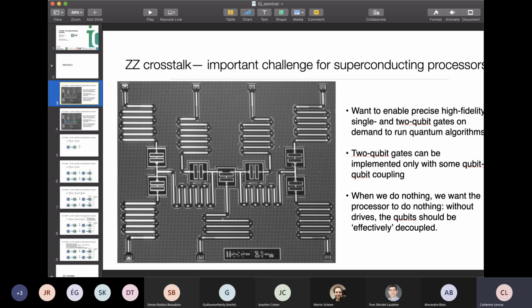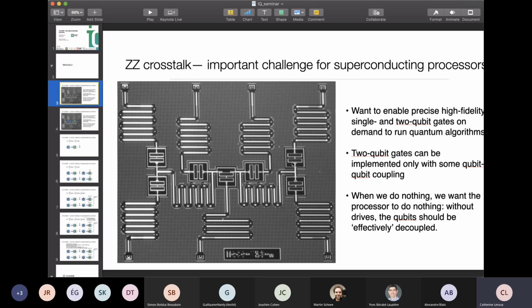And of course, if you don't have proper circuit design, you can have strong ZZ crosstalk, depending on how strong your coupling is. Especially if you decide to have all-to-all connectivity and strong coupling, you can have strong hybridization and randomization. And so it's not a good thing.